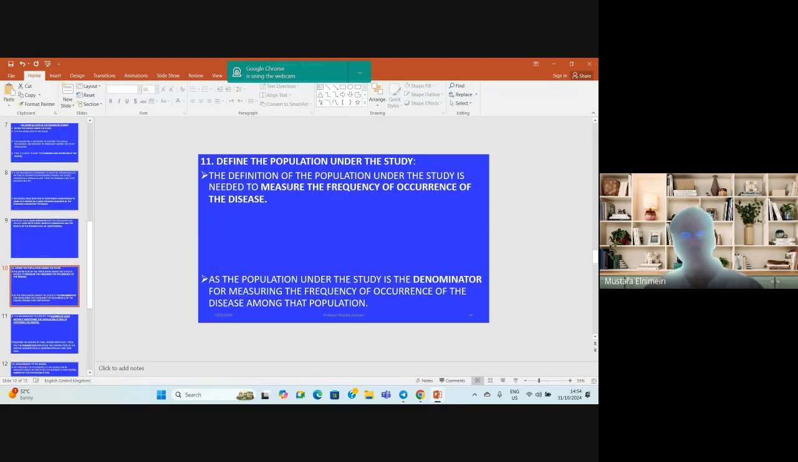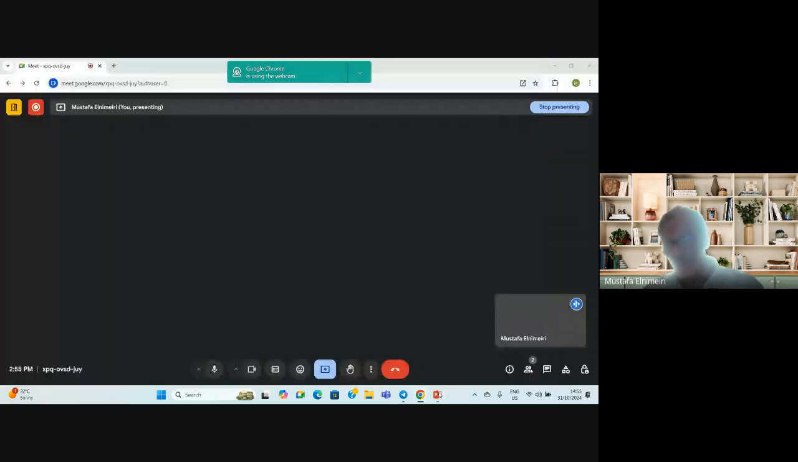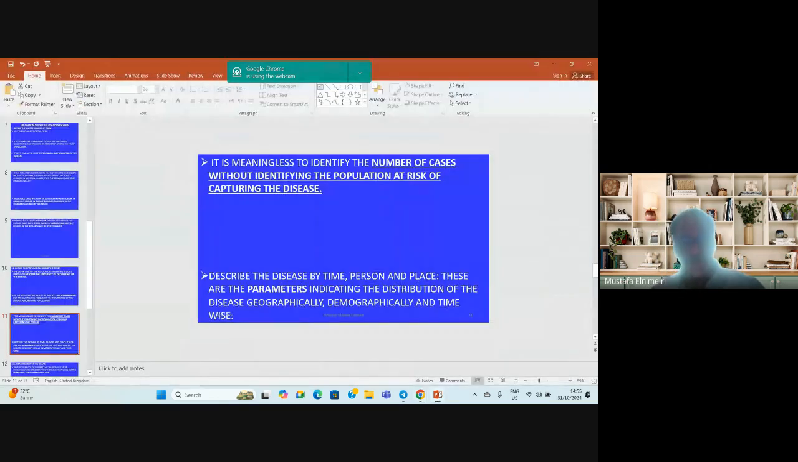Then the next step is to define the population under the study. And here, the definition of population is needed to measure the frequency of occurrence of the disease. The population under the study is the denominator for measuring the frequency of occurrence of the disease among the study population. It is meaningless to identify the number of cases without identifying the population at risk of catching the disease. This is meaningless because we don't know how the frequency is being measured. So we need to have both the numerator and the denominator.